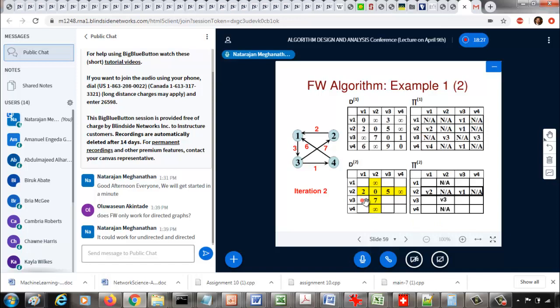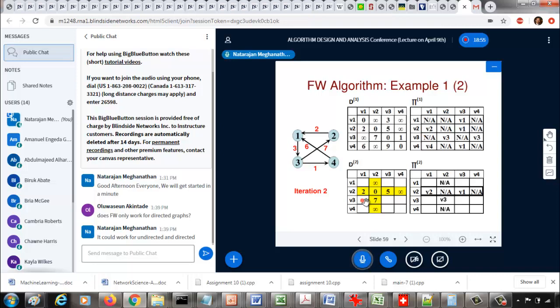Now for this cell, we have from V3 to V1 is infinity, so we have to see, can we do better than that? If you draw the horizontal line, it is 7, vertical it's 2, so that means the distance from V3 to V2 is 7 and V2 to V1 is 2. So 7 plus 2, which is 9, is less than what we know as the distance from V3 to V1, which is infinity. So we can update this to be 9.